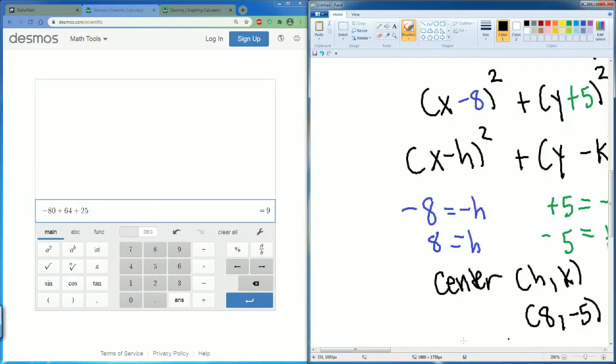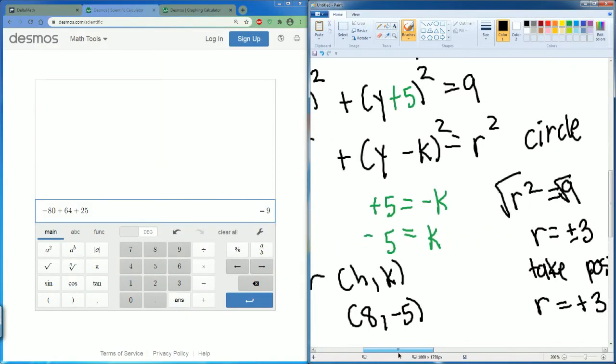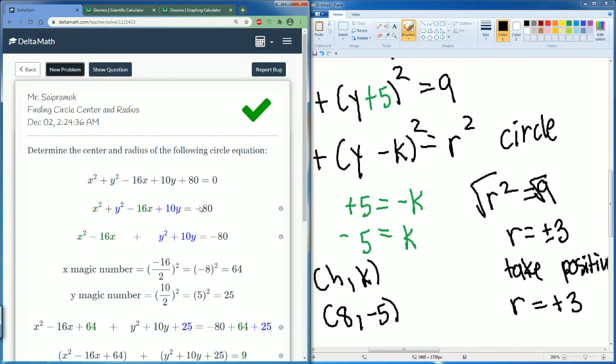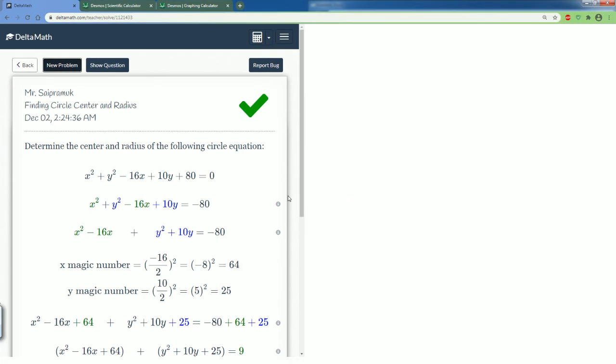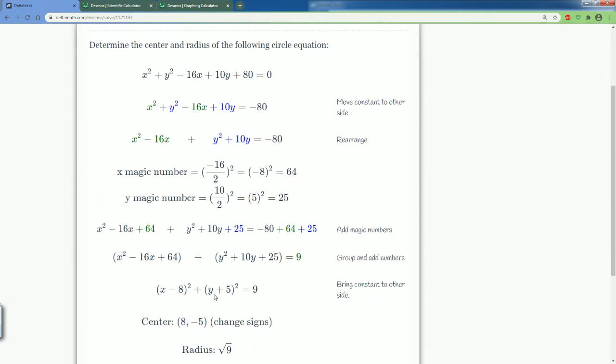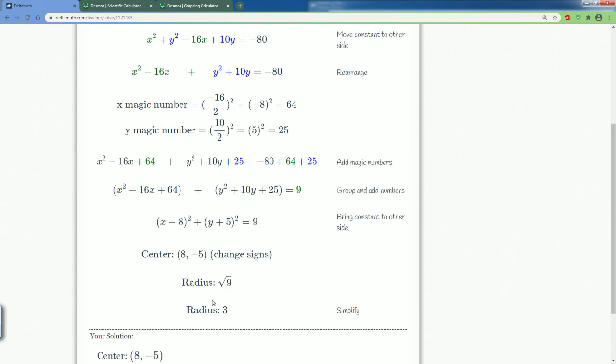All right. So let's see if that is correct. 8 comma negative 5. And our radius here is 3. Okay. Let's submit. And we did it correctly. So here's the process. See, we got the magic number, right? Complete the square. They got it here.